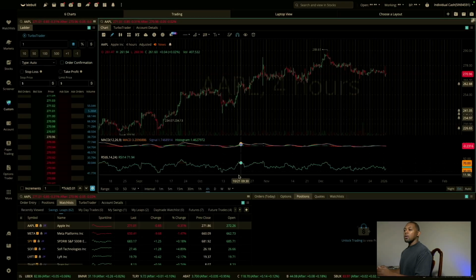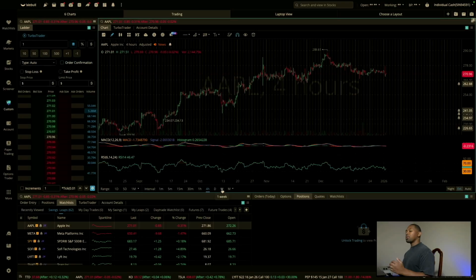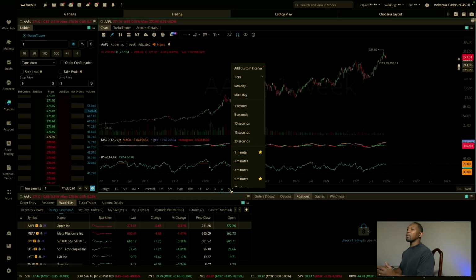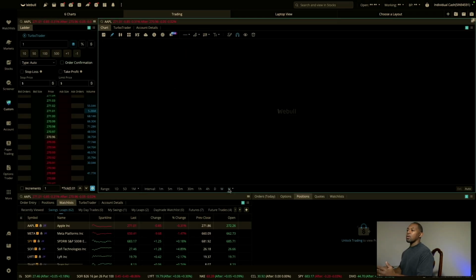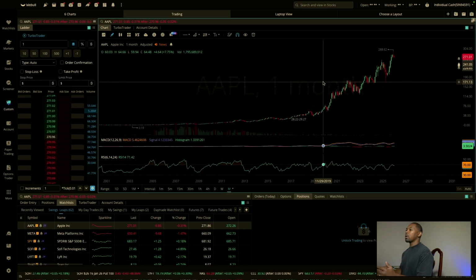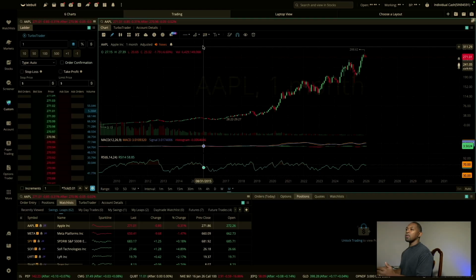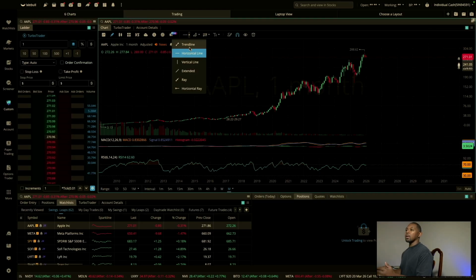Okay, so the first thing you want to do is make sure you're on the right time frame. We want to look at as much data as we possibly can. So I like to start with the weekly, or sometimes even the monthly time frame, so that way you can get an idea of what the stock has been doing. You can see that it's been trending up over time, right?